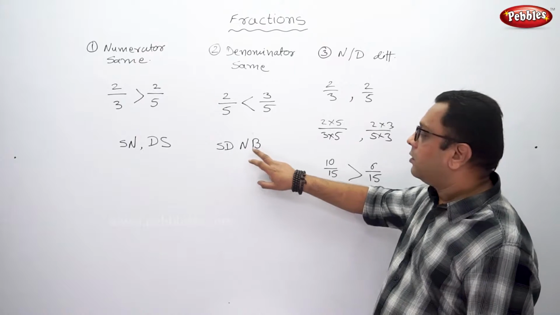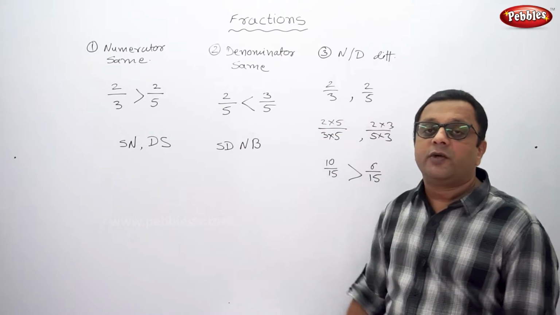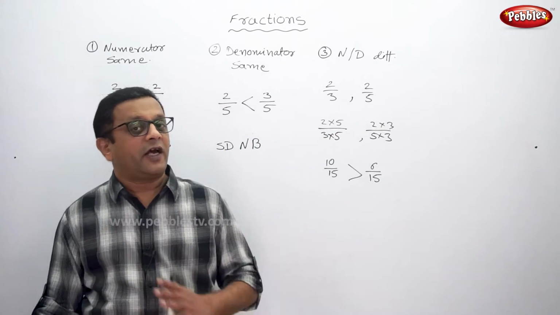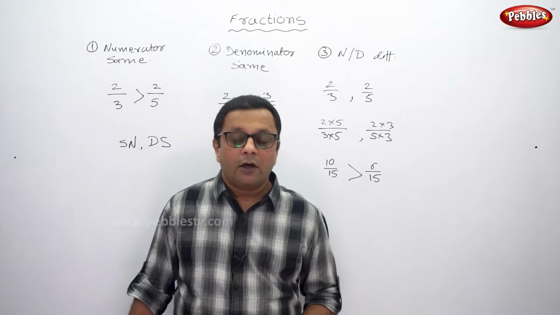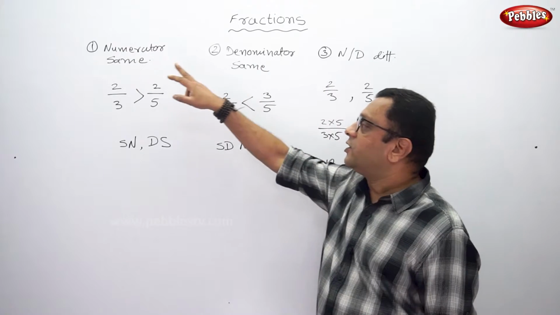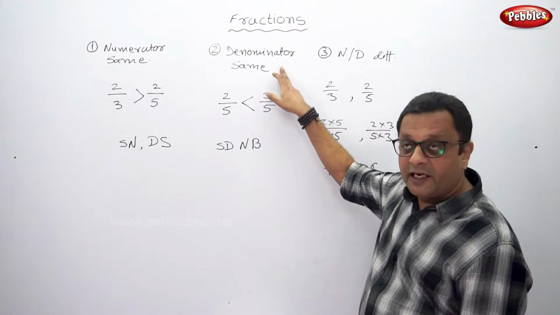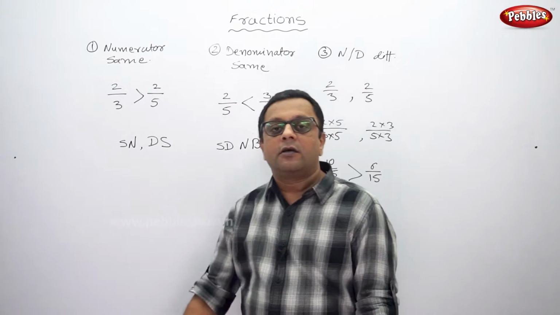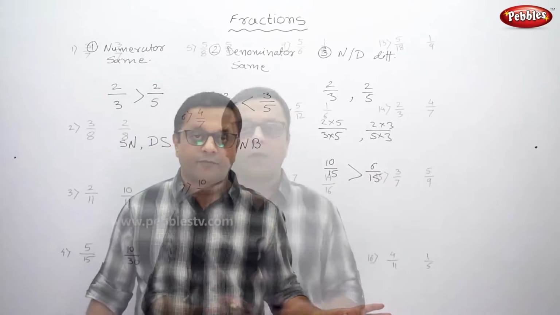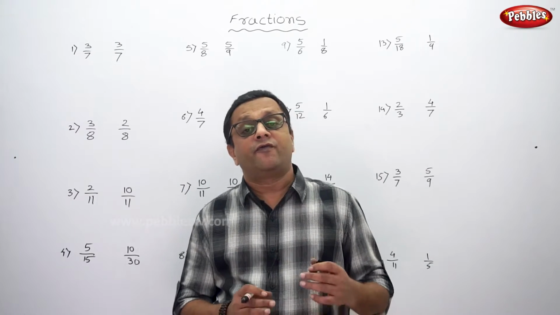Numerator big, fraction big. If you remember this, you will never miss any example in the fractions. Okay, so again I am telling you there are three types. First is the same numerator, second is the same denominator, third where the numerator or denominator are not same. So let us solve few examples on the comparison of the fractions.